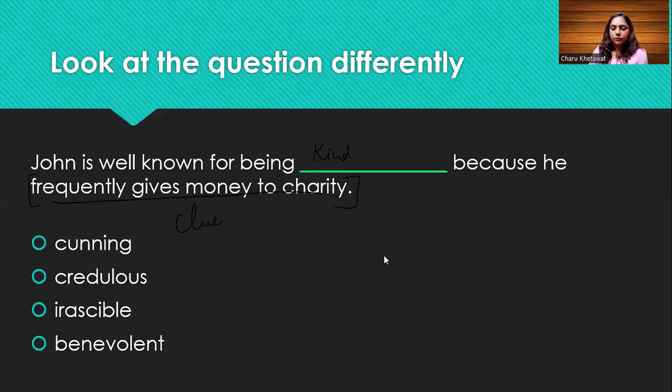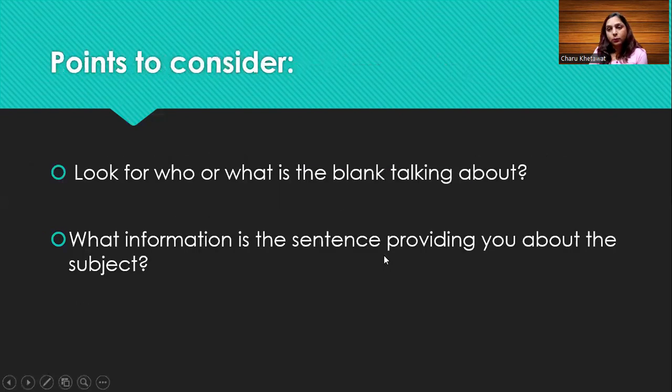And if you have difficulty in finding the clue, ask yourself 2 simple questions. Look for who or what the blank is talking about. That means find the subject. Now, what information is the sentence providing you about the subject? That information is the clue. So ask yourself 2 questions: what is the blank talking about, and what information is the sentence providing you for the subject? So look for the clues.